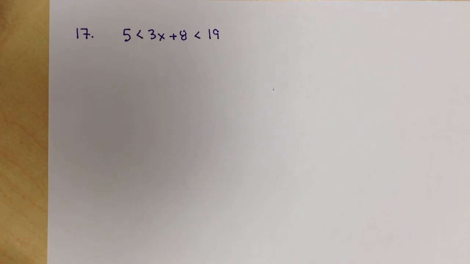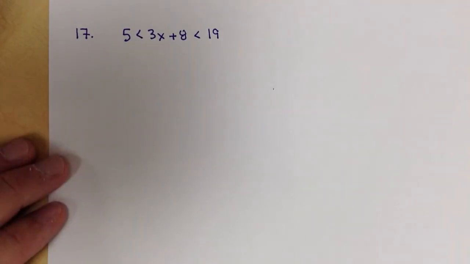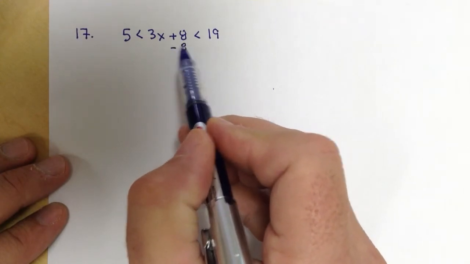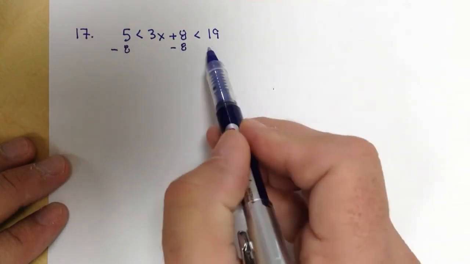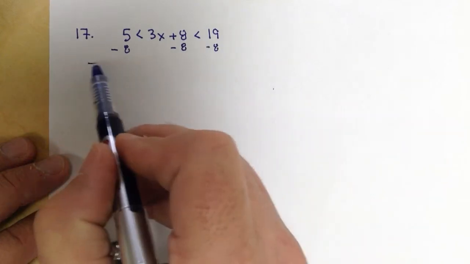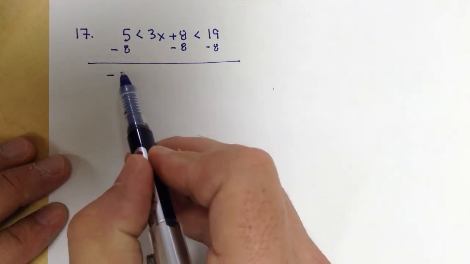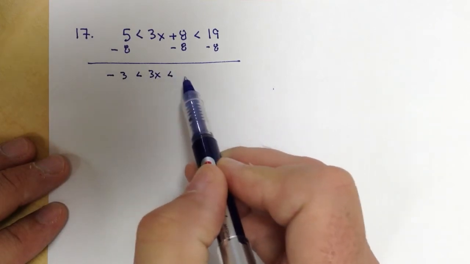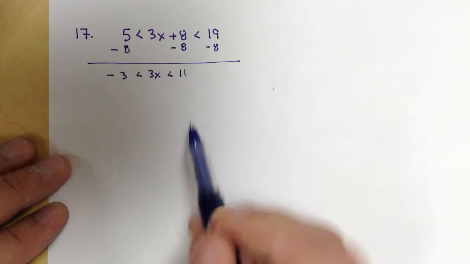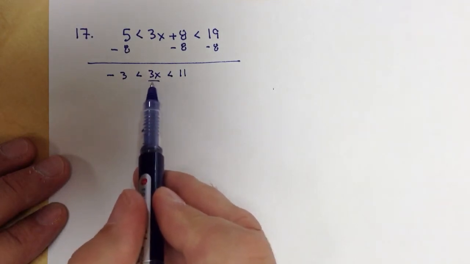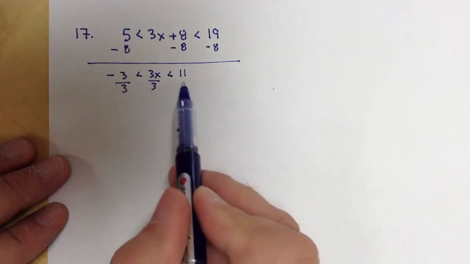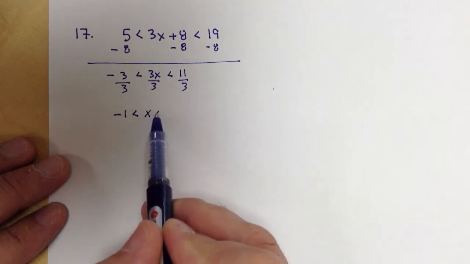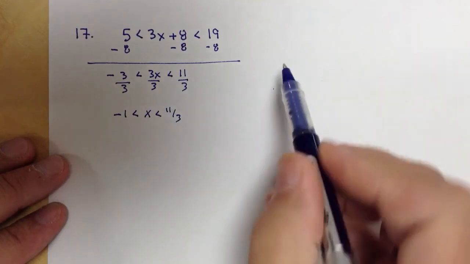Number 17. I want to solve for x. Need to subtract 8. So negative 3 less than 3x less than positive 11. Divide by 3. Divide everything by 3. So negative 1 less than x less than 11 thirds.